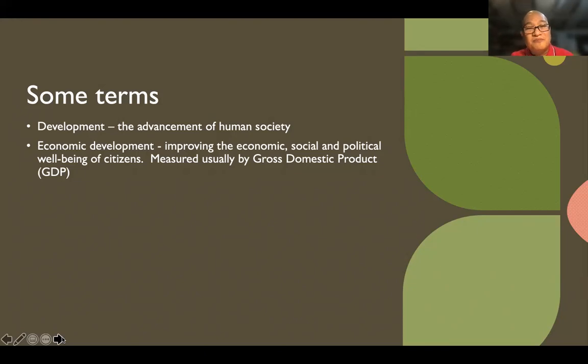While economic development means the improvement of the social, economic, and political well-being of citizens, and usually economists would measure it by the growth of the gross domestic product or GDP. There are other measures like the Human Development Index, or even in some countries, the so-called happiness index, but most economists would use the gross domestic product as the metric or the measure of economic development.